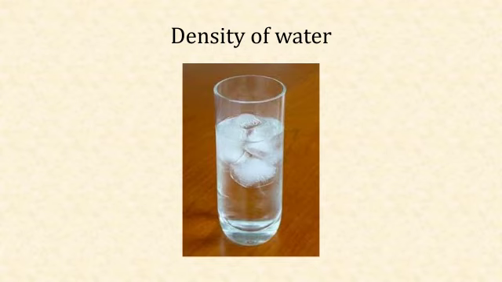When water freezes, that is, when it transforms into a solid state, its volume increases. The density of ice decreases as the particles start moving away from each other. Therefore, the density of ice is less than that of water, and that is why ice floats on water.